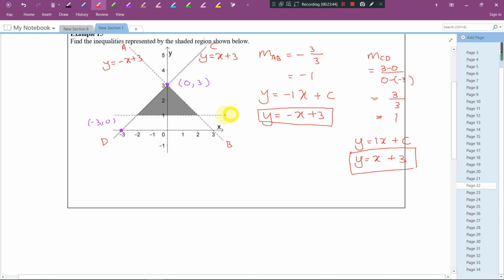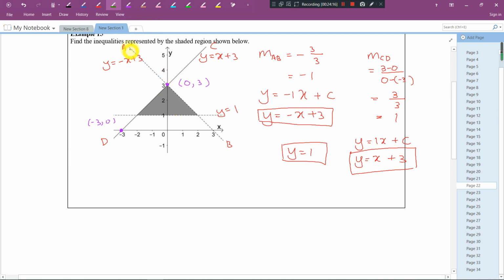Okay, we still have one last equation, for this straight line. This straight line is parallel to the x-axis, so it's very easy to determine the equation. It will be y equals 1. So now I have three equations. I have found all the equations of these three straight lines. The next thing is to write the inequality.